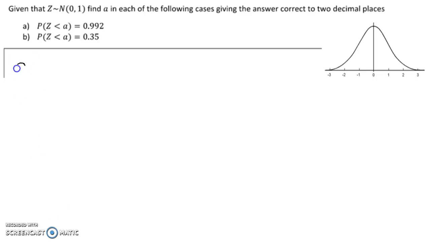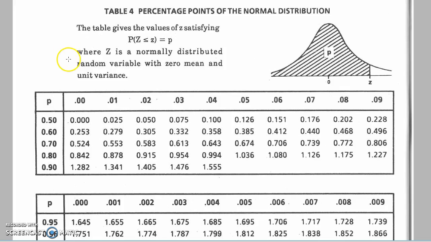When we know the probability, but don't know the z value, then it's the percentage points of the normal distribution tables that we need to use. So this table gives us the probability along the top and down the side, and the z values in the main part of the table. So once again, it's area to the left of the z value.